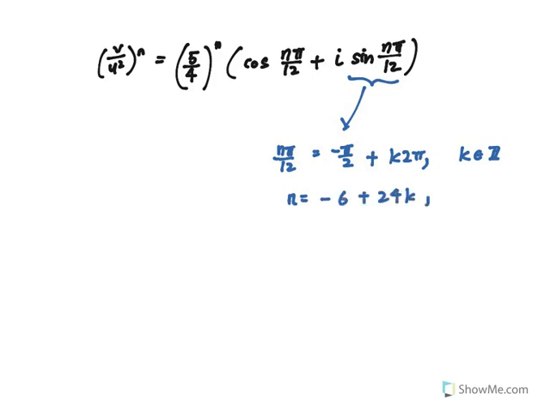To get the smallest possible value of n, I can't let k be 0, since that would make n negative. So let k equal 1, which is the smallest possible value of n I can get. n equals negative 6 plus 24, which equals 18.